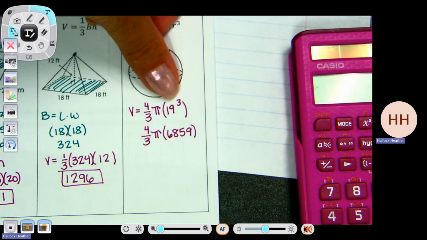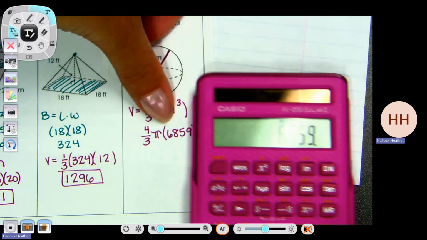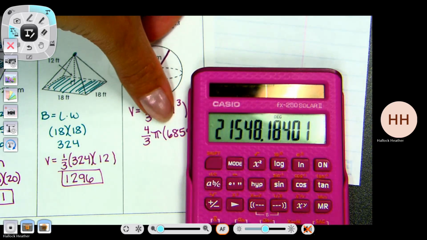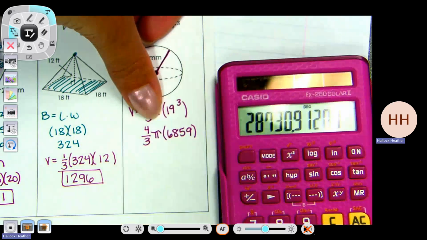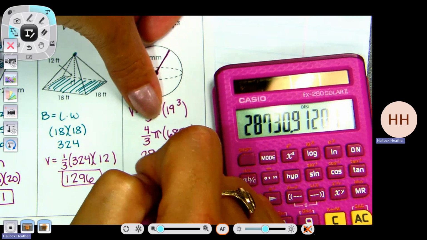That's because you're taking 19, you're cubing it, then you're multiplying it by 3, and then you're multiplying it by 4/3, which is bigger than 1. It's never getting smaller. So this number is massive. Yes, 28,000.